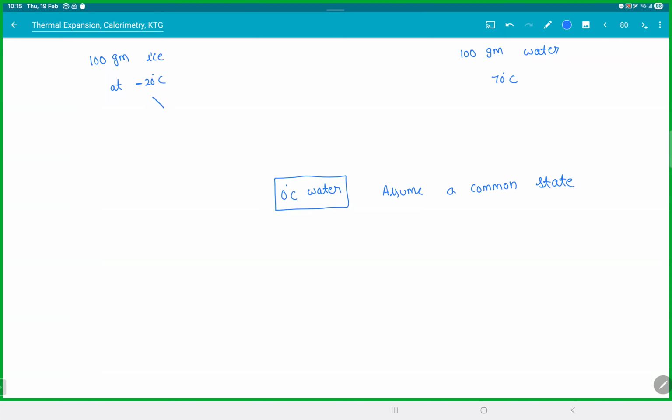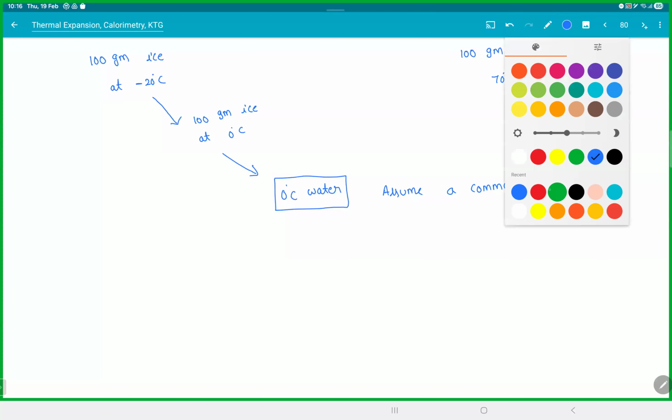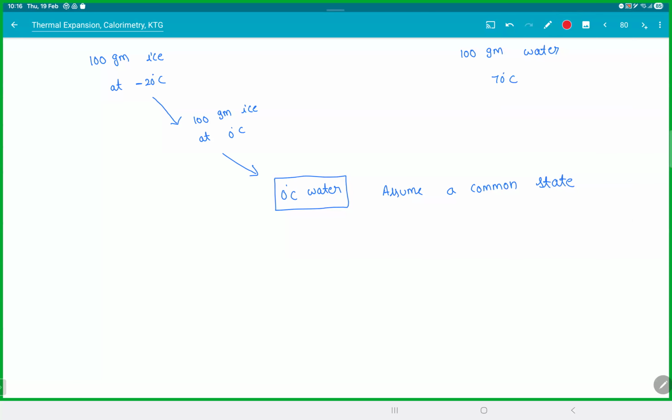So if this is your common state, let's ask this thing. For the ice to become here, what should happen? First, it will become 100 grams ice at 0 degrees. Remember, you cannot become water directly. Then you become water. So how much heat is required for this? When 100 grams of ice from minus 20 becomes 0, the heat required will be 100 into specific heat of ice, which is half, into 20. That would be 1000 calories. So you require 1000 calories to convert ice from minus 20 to 0 degrees.